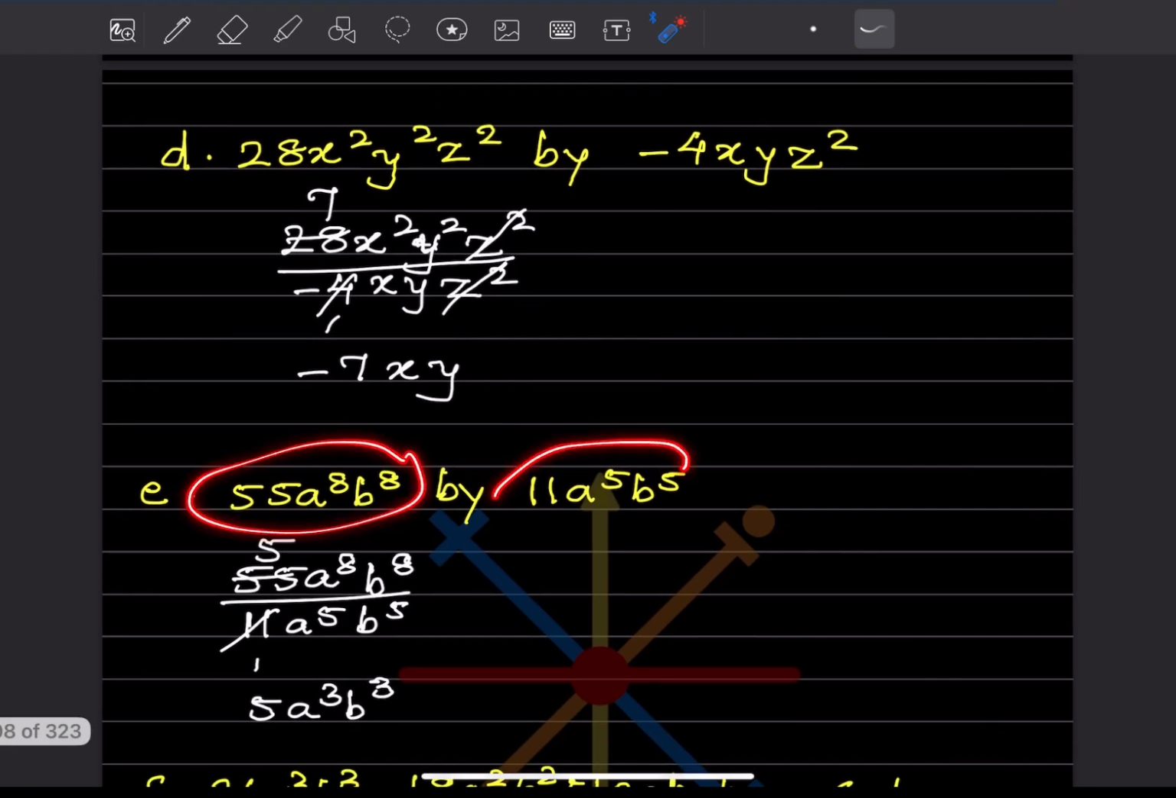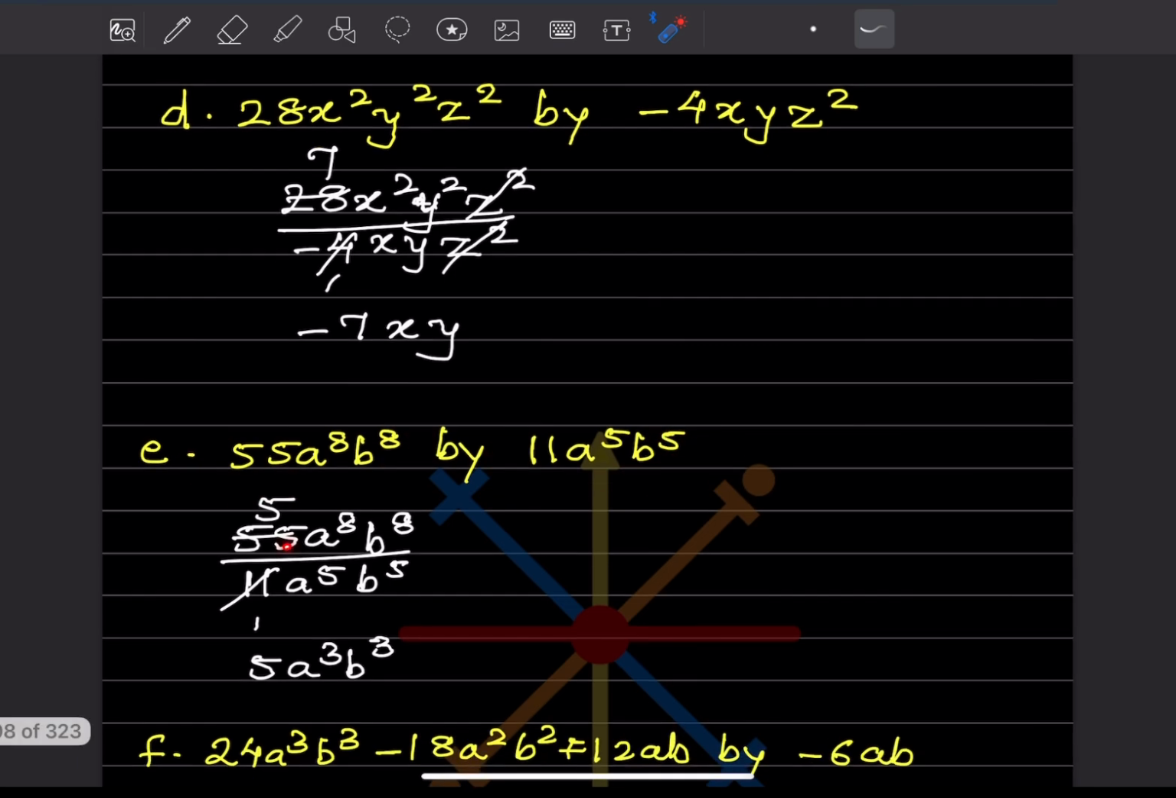Again for this one, 11 ones are 11, 11 fives are 55. So this is going to be a raised to 3 and this is going to be b raised to 3.